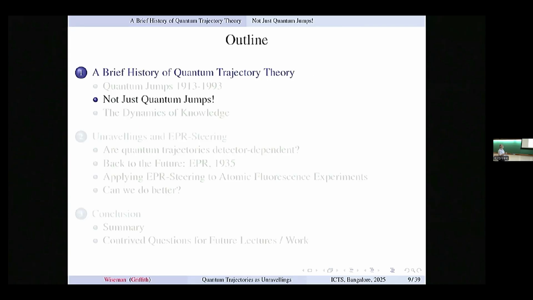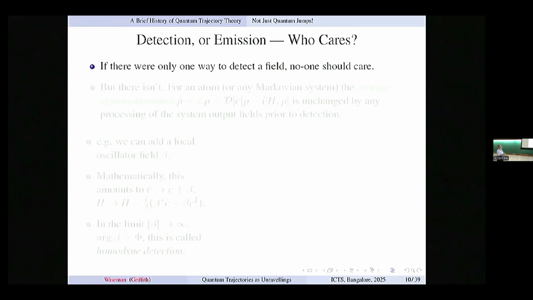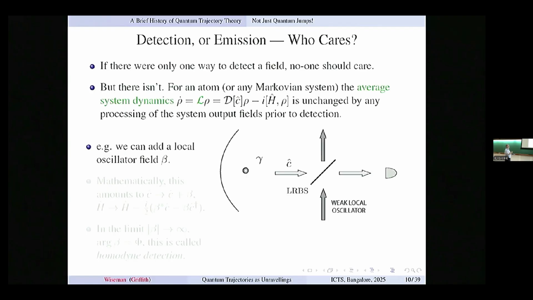Okay, so the other major development that I want to talk about, the next one, is the idea that it's not just all about quantum jumps. So you could say from this previous slide where I was talking about detection or emission, okay, there's a conceptual difference, but why should we really care? Why should we worry about whether it's a photon which has been emitted or a photon which has been detected, which causes the jump? Well, if that was the only way to detect a field, then we probably shouldn't care. Right? But it isn't, okay?